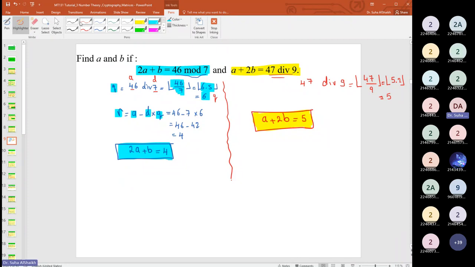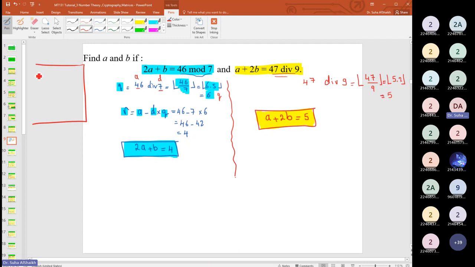Okay? This rule should always be memorized. Keep it on the side: Q is equal to the floor of A over D, and R is equal to A minus D times Q. This is a rule. What is A? The big number I am dividing. What is D? The number that divides. Okay? Using these two, I can get my Q and my R. Now I have the mod. So this will give me equation number 2.